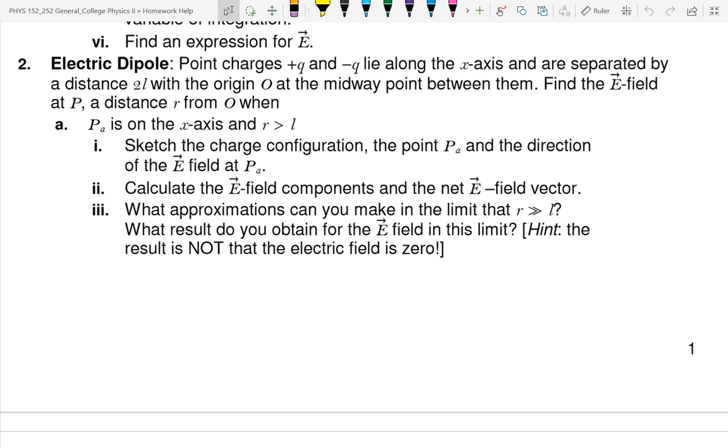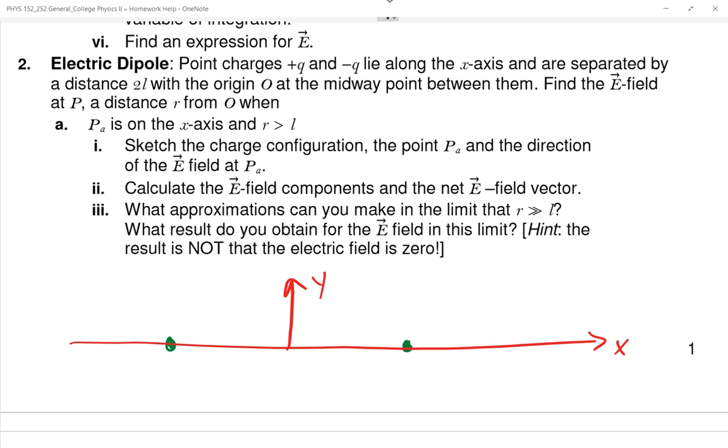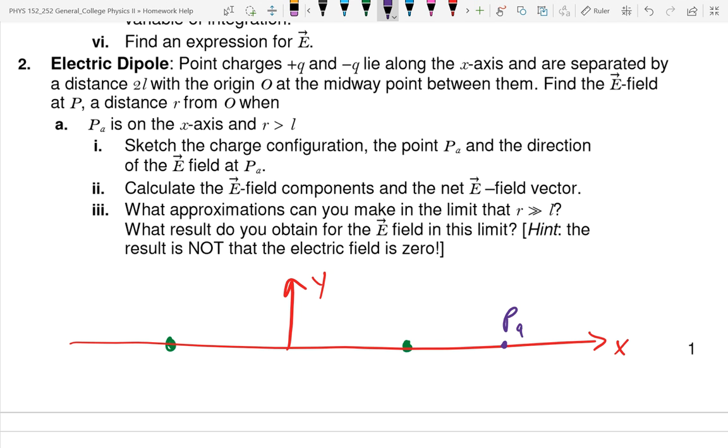Okay, so for the electric dipole, you have 2 charges, one positive, one negative. It doesn't tell you which one is positive, which one's negative, so you can choose. But they are on the x-axis. So here's our x direction, and the origin is midway between them, so there's the y direction. For part A, you have a point out here, and for part B, you have a point up here.